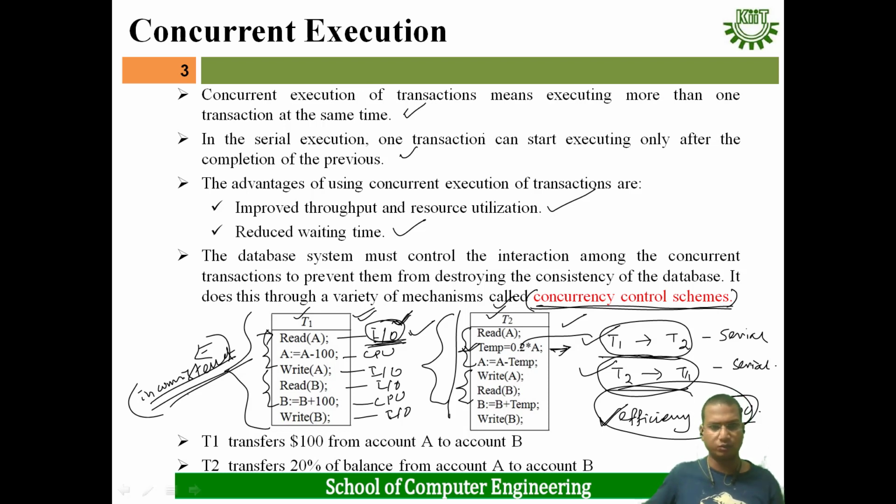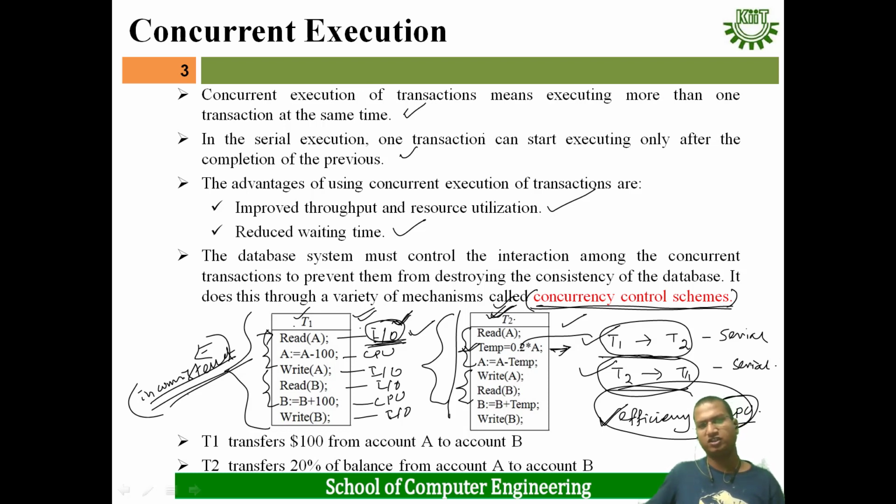That we'll see. Suppose here two transactions are there, T1 and T2. T1 is a transaction which transfers $100 from account A to account B, and T2 is a transaction which transfers 20% of the balance from account A to account B. These are the two transactions. This is the example we will take in this chapter generally.